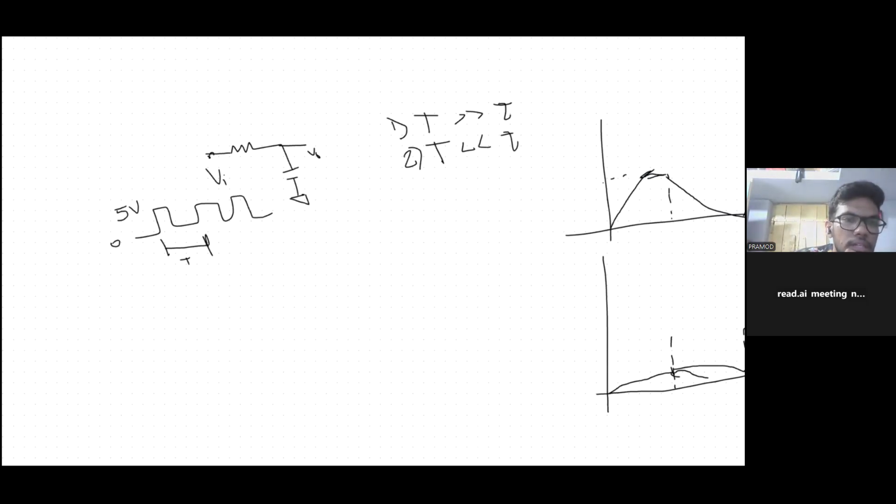At steady state, the capacitor was open circuit, right? Nothing but the average current flowing through the capacitor was zero. So simply, current is zero. No current. The average current is zero.